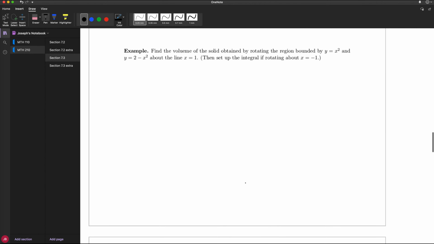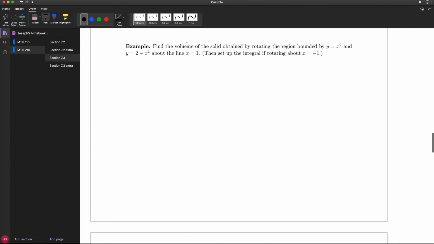So moving down here, you'll notice there's a typo. It says volume. Okay, so just pretend that's not there. All right, so let's find the volume of the solid obtained by rotating the region bounded by y equals x squared and y equals 2 minus x squared about the line x equals 1.